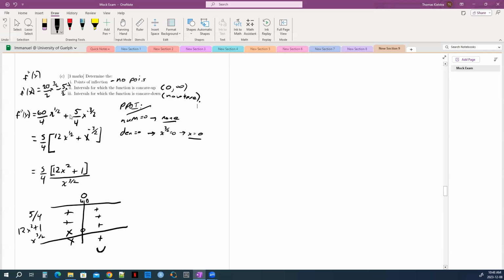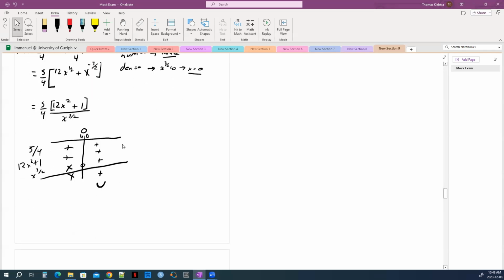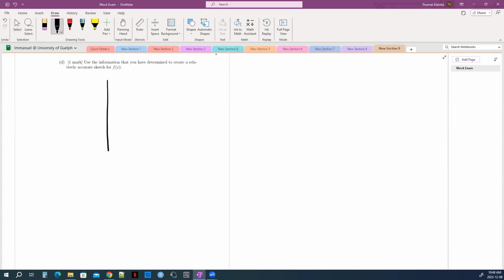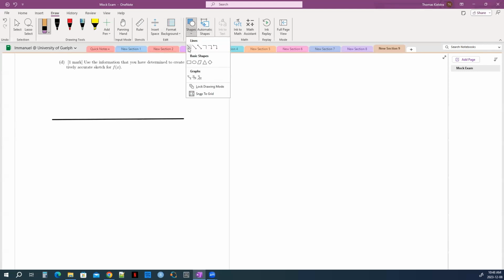Okay, that's part C. And now the last thing we've got to do is pull all of what we've done before together. And this is going to be a lot of page turning. Let's just draw our graph. Oh, that's a terrible line. So let's insert a line. And let's insert another line.